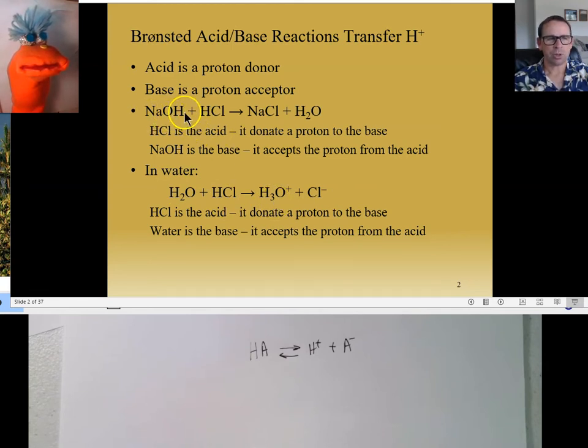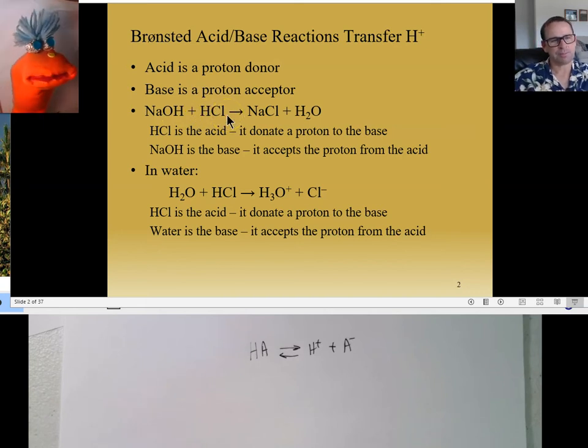All right. Here's another example: sodium hydroxide and HCl. HCl is our acid. The hydrogen ion is donated to sodium hydroxide, and the hydroxide ion takes the hydrogen ion to form the water, right? So you see that the hydroxide ion received the proton, it's a base. The HCl donated the proton, it is the acid. Okay?